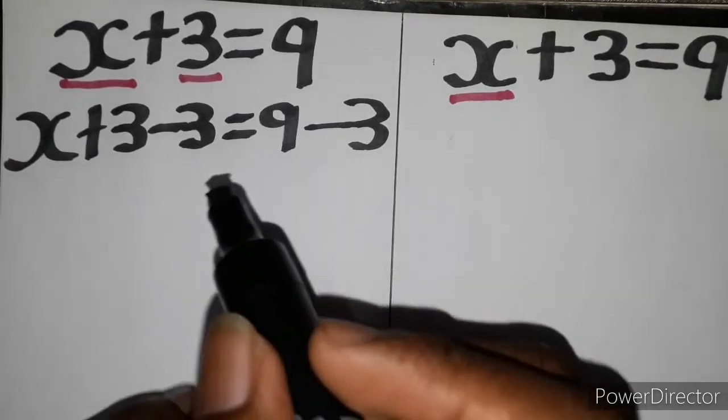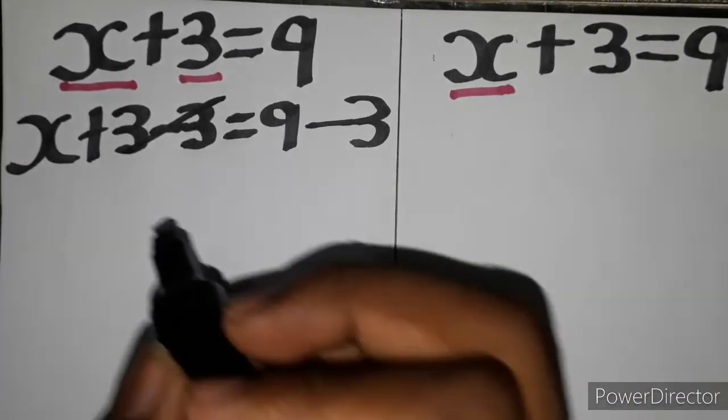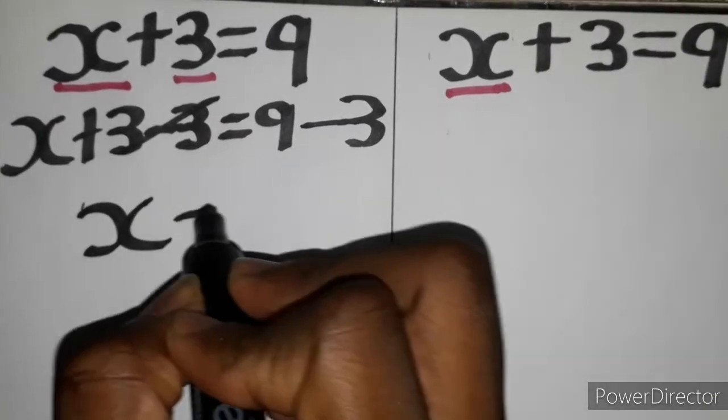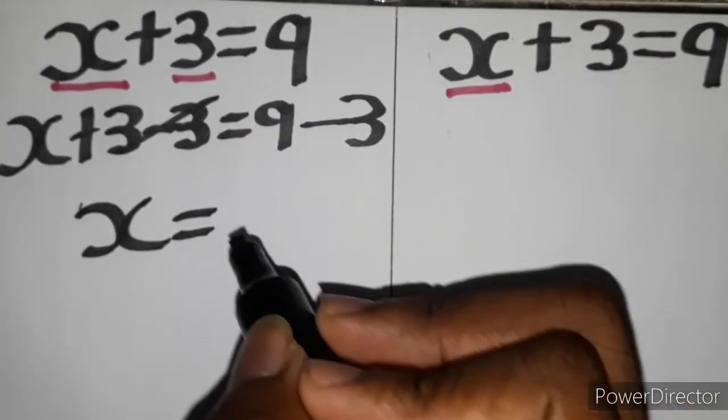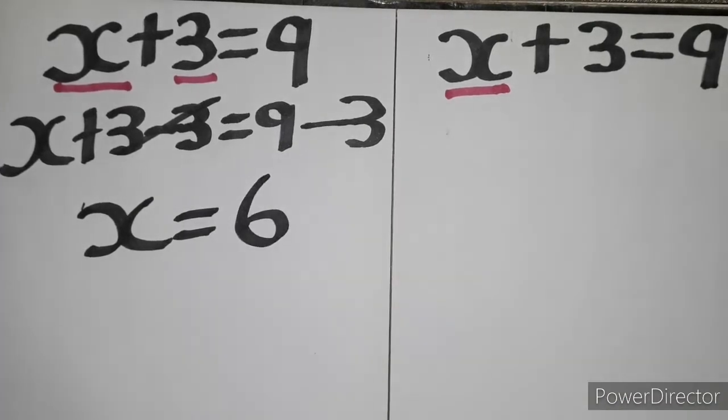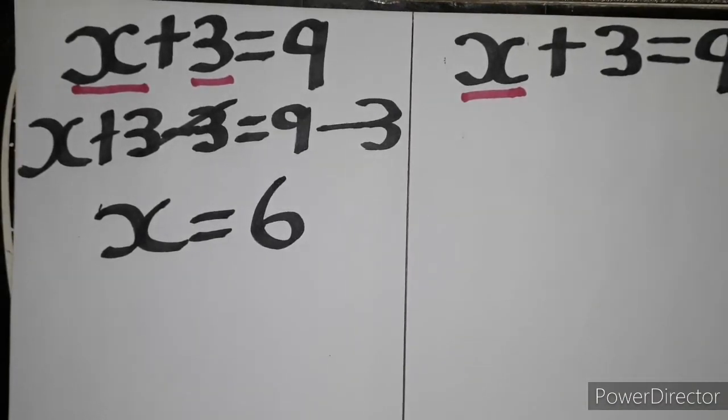Now 3 subtract 3 gives you 0. So we're now left with x is equal to 9 subtract 3, which is 6. So that is how we solve that equation. The value of x is equal to 6.